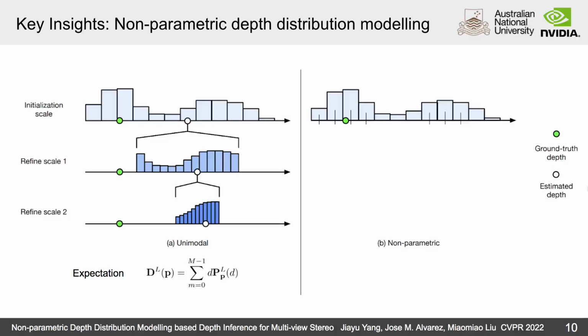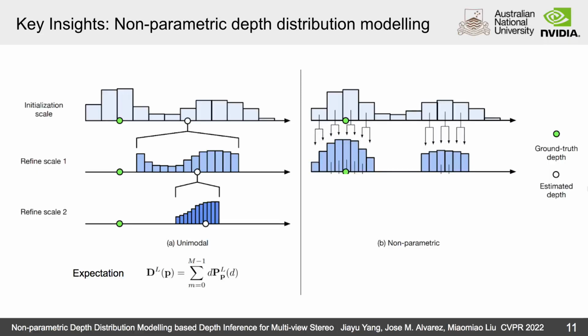To address this problem, we do not make any assumption of the depth distribution and use a non-parametric way to model the depth distribution, which can naturally handle both unimodal and multimodal distributions. Given the same distribution at the initial level, we select the depth hypothesis with highest probability and directly propagate them into the refinement level. This depth hypothesis will be subdivided and re-estimated on each refinement level, and the hypothesis with lower probabilities will be skipped.